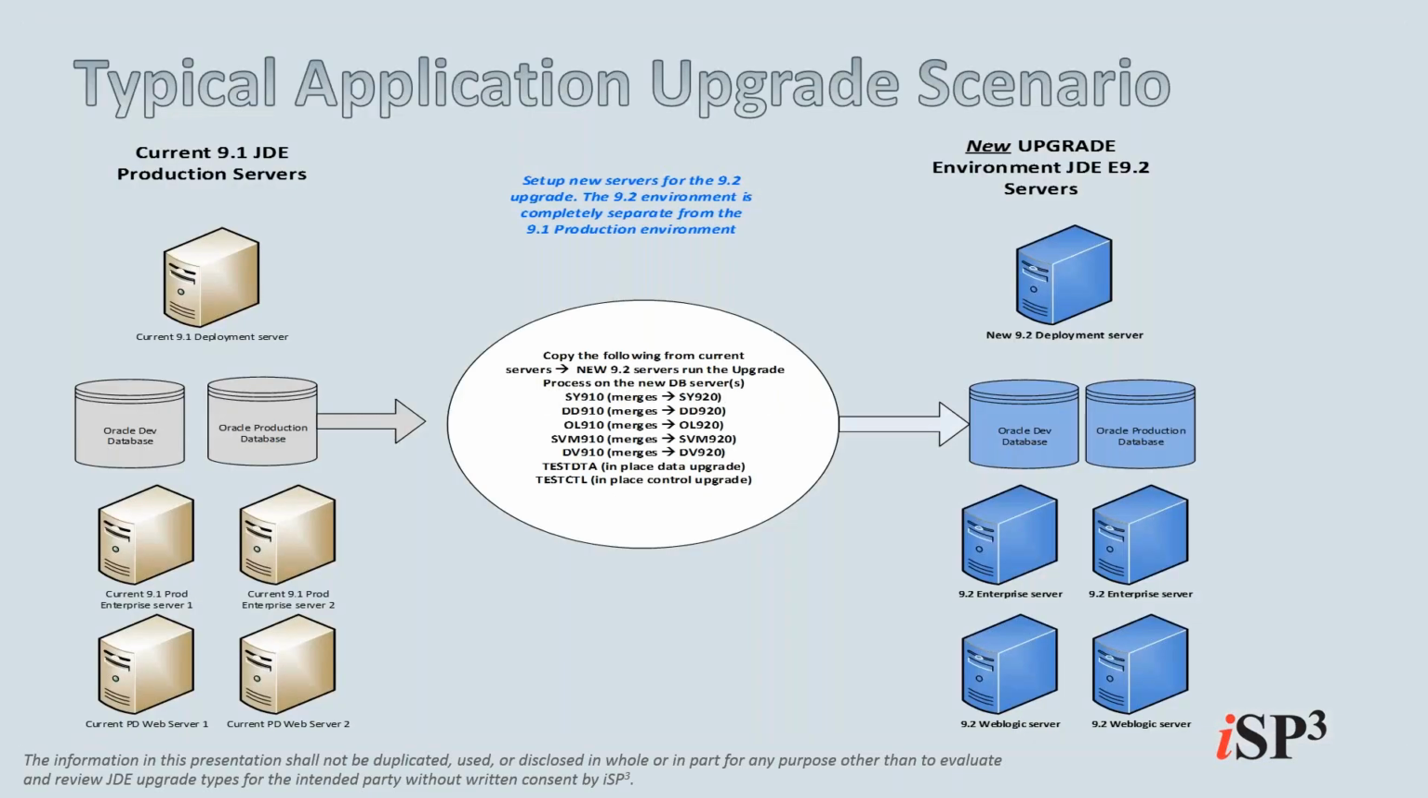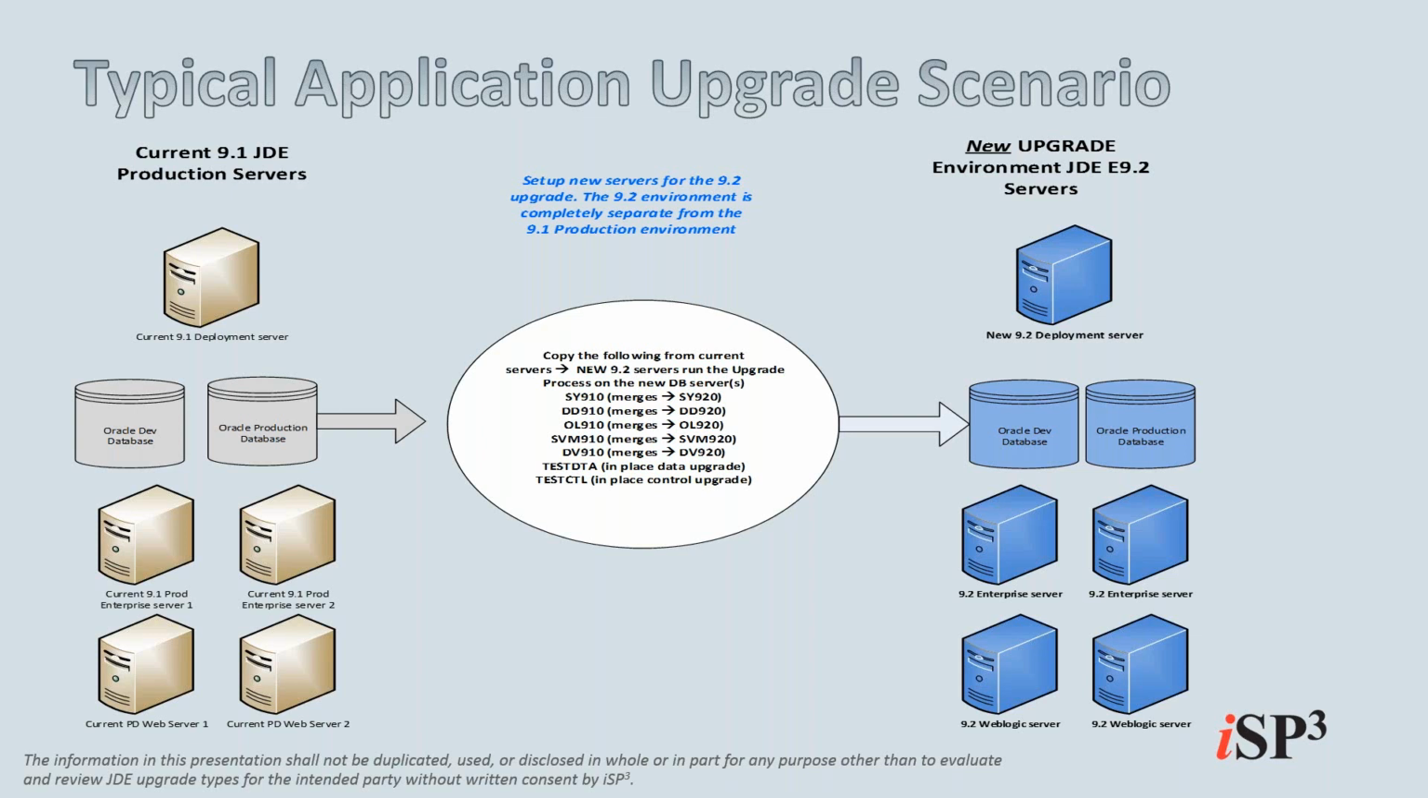So a typical application upgrade scenario. In this example, I've used moving from 9.1 to 9.2, but this could be 9.0 obviously, or this could be World, this could be moving from anything. But throughout this presentation, I'm using that as an example moving forward.